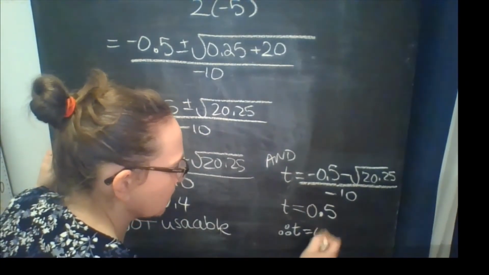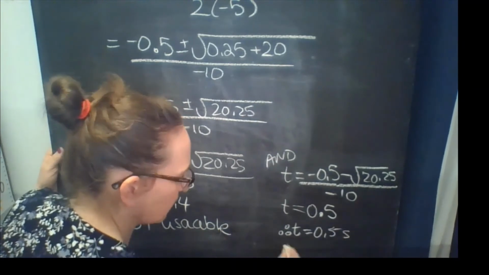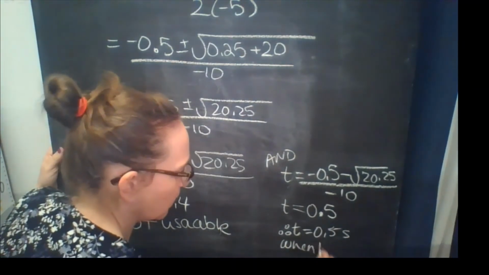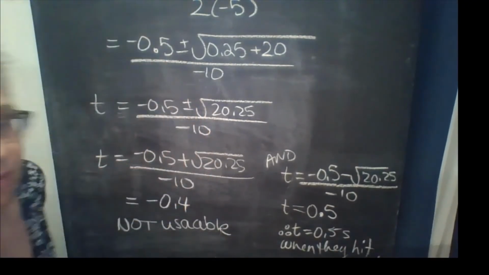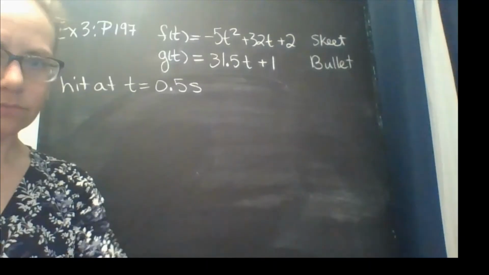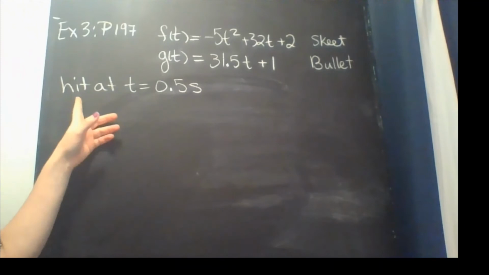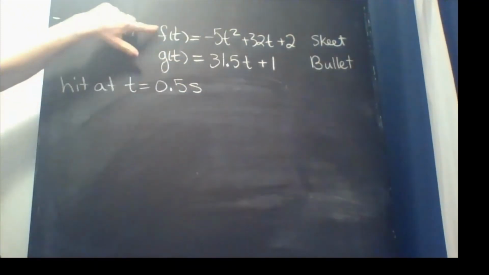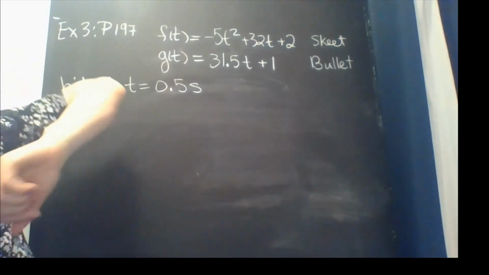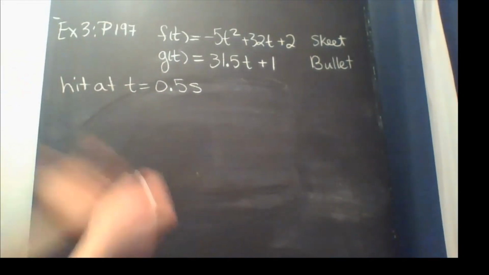Therefore, t equals 0.5 seconds when they hit. Now I can solve for my height. We just figured out that they hit at time equals 0.5 seconds, so I'm going to sub that back into one of the functions. It doesn't matter which one, because you're going to get the same answer, since that's when they hit.